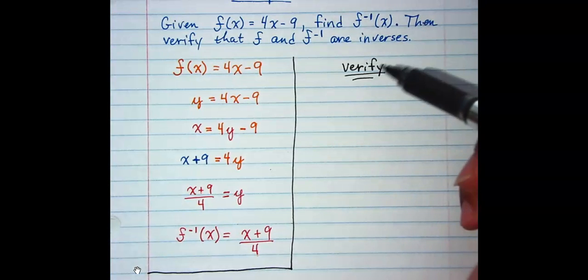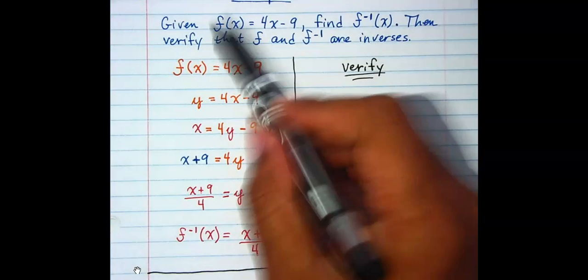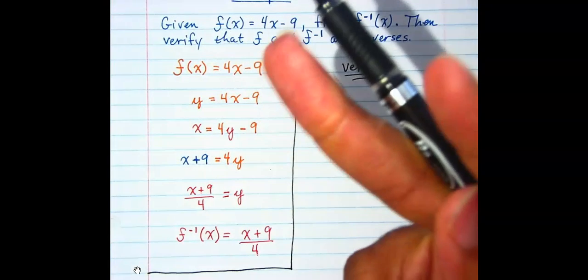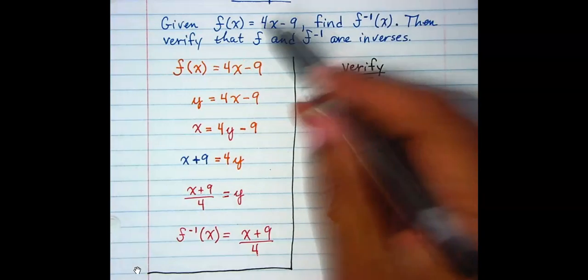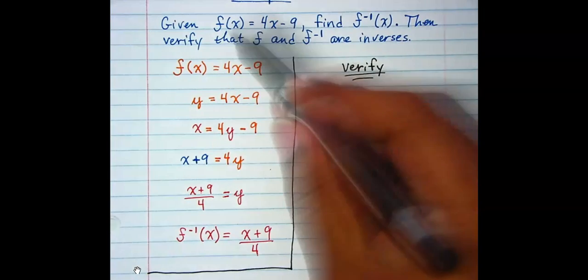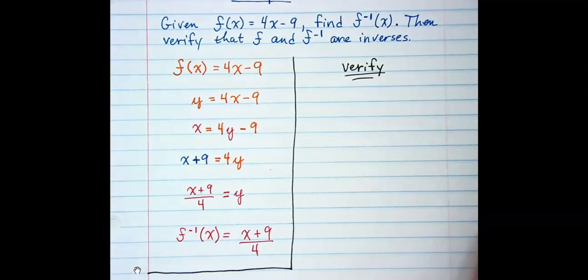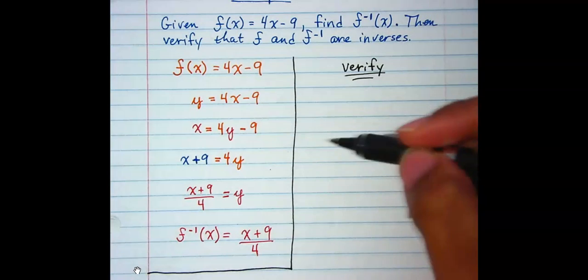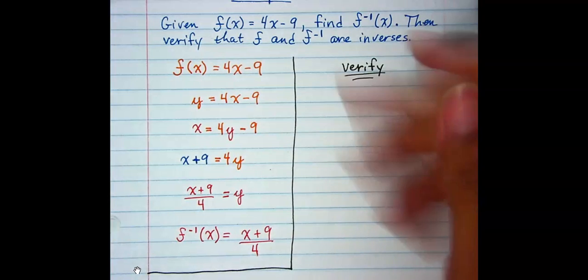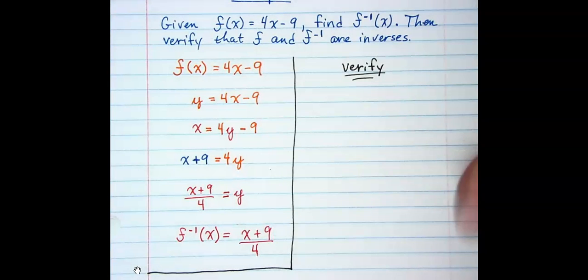And 9 times out of 10, just to let you know, you will be given two functions. You won't actually find the inverse and then verify. You'll be given two different functions, and they'll want you to do this next portion to verify that they are inverses. If either one of these does not work, that's it.